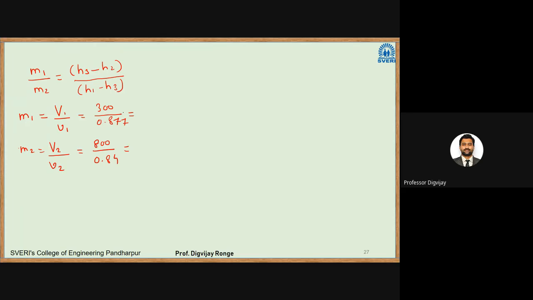And remember the unit. So this 300 is meter cube per minute, and this specific volume, obviously it will be meter cube per kg. Okay, so this meter cube will cancel. Whatever value you will get, that will be in kilogram per minute, and this value will also be kilogram per minute. Okay, so tell me the values quickly.